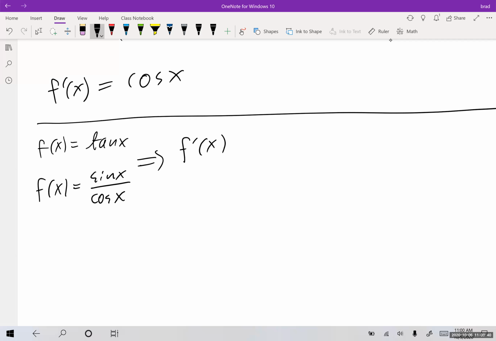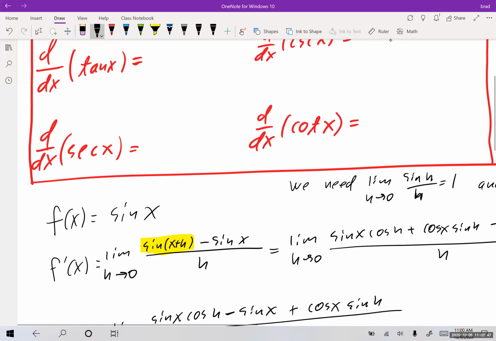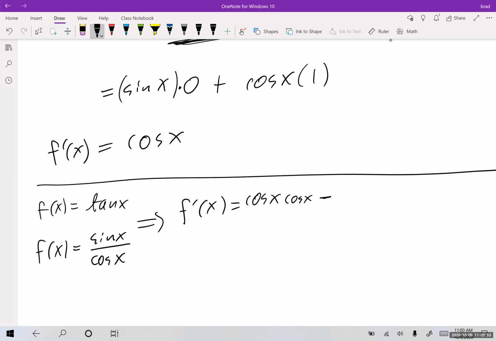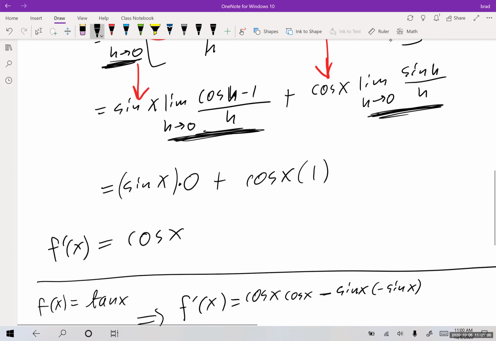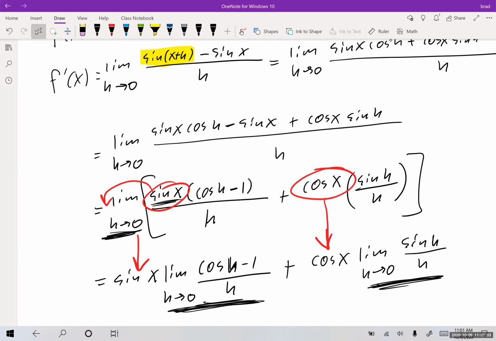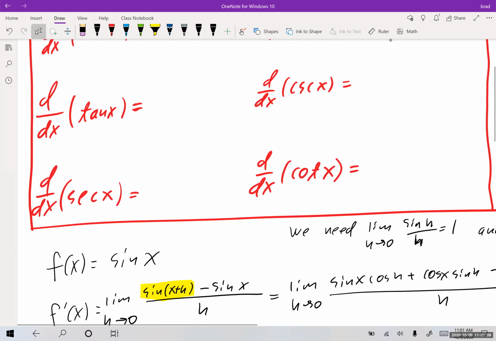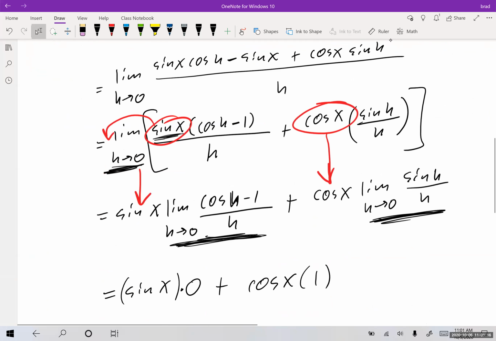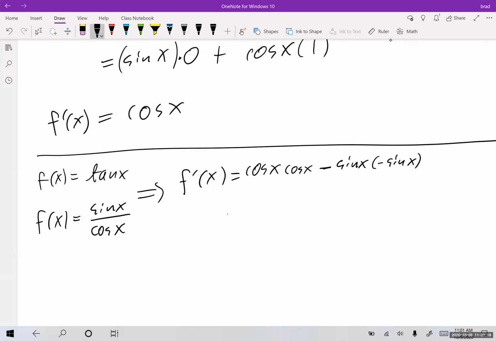And the quotient rule says the derivative of the numerator, which would be cosine x, right? I'm just looking up here. Right here, the derivative of sine is cosine. Rewrite the denominator, minus rewrite the numerator. And what's the derivative of the denominator? Negative sine x. And once again, I'm just using the fact that the derivative of cosine of x is worth negative sine x. Okay. So this would be cosine squared x plus sine squared x.